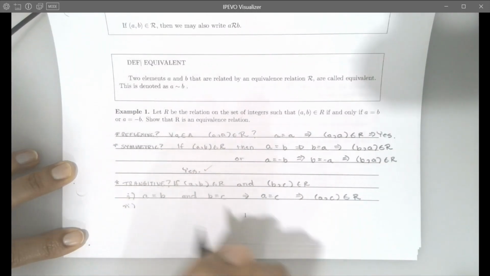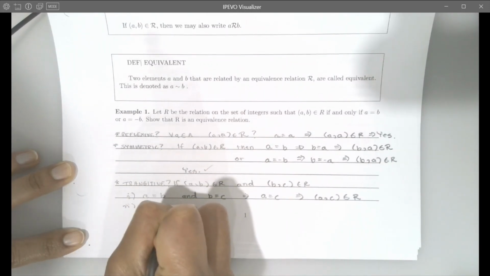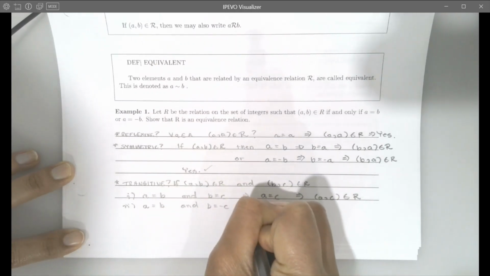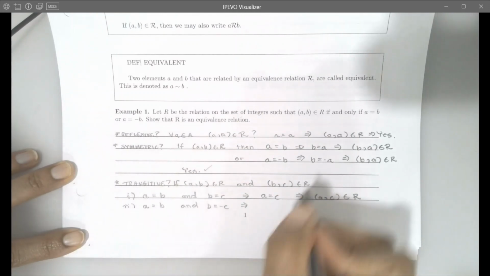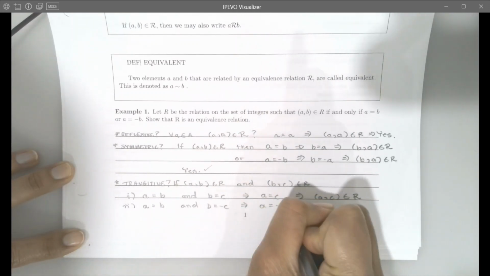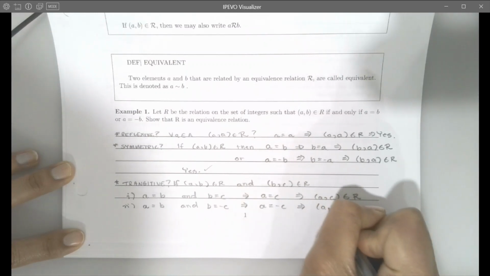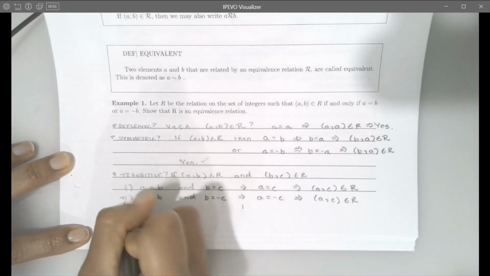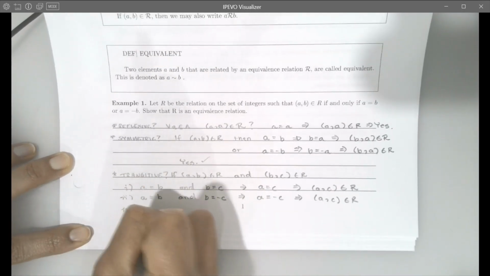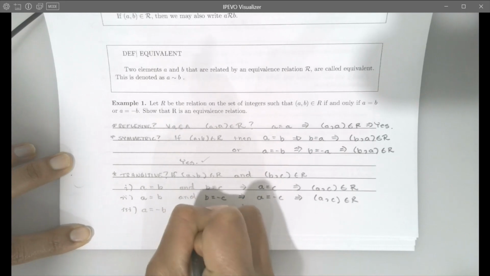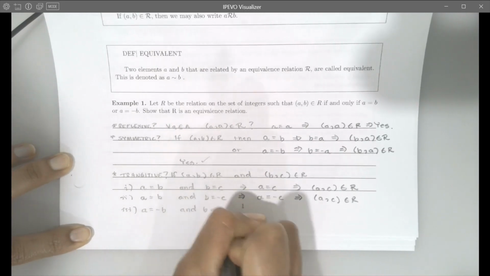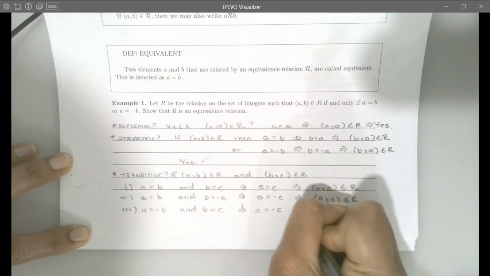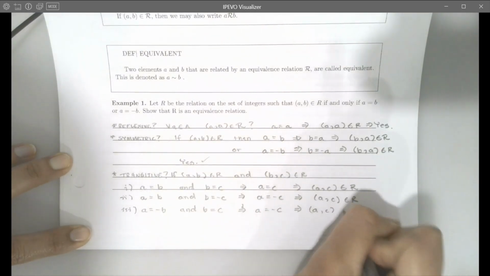Okay, the second possibility is that A is equal to B and B is equal to negative C, in which case we're going to get that A is equal to negative C. That means that A comma C will also be part of the relation. The next possibility is that A is equal to negative B and B is equal to C, in which case we're going to get that A is equal to negative C. And again, that means that A comma C is part of R.